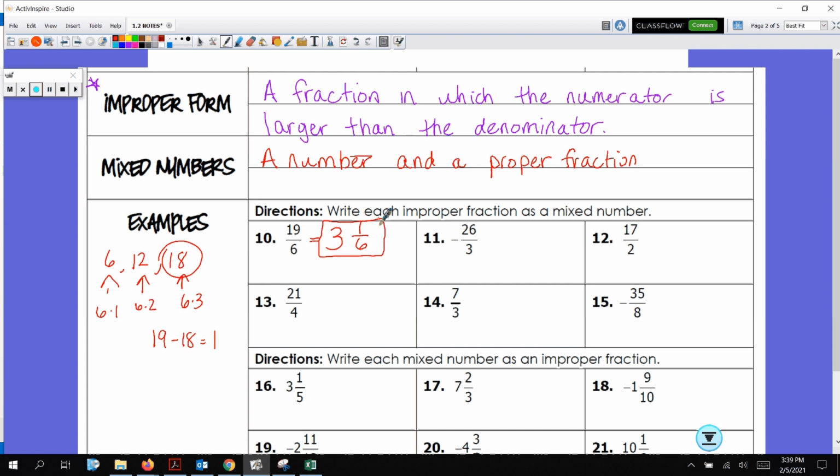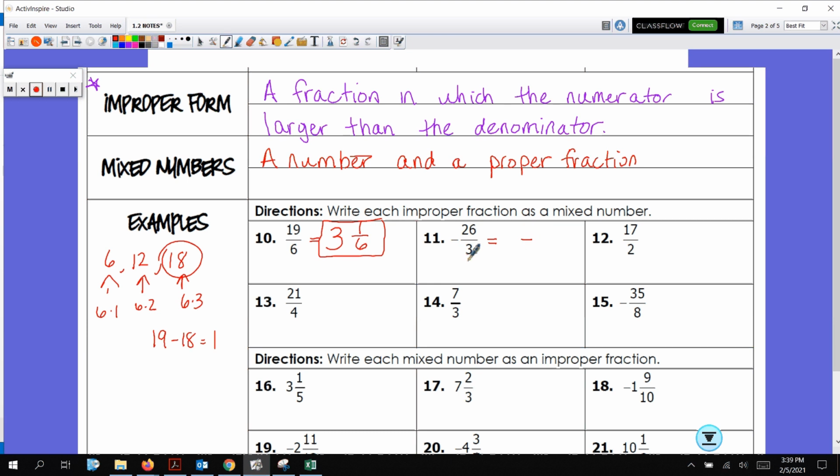All right, there are some functions on your calculator. I can show you how to do that, but I think it's important just to practice this skill a little bit, okay? So when you look at number 11, you're like, all right, I know it's negative, it's going to stay negative. How many times does 3 go into 26 evenly?